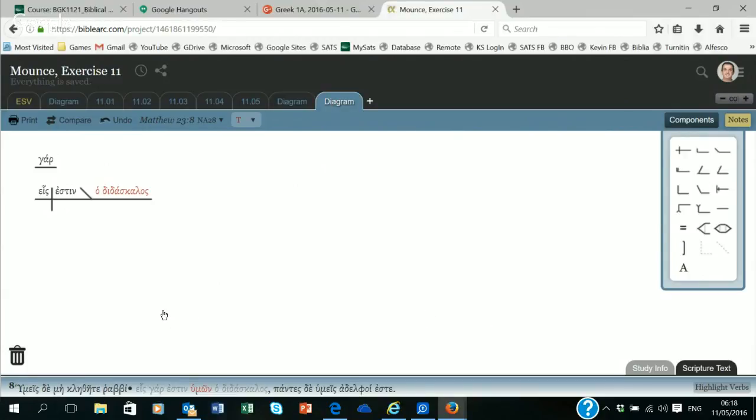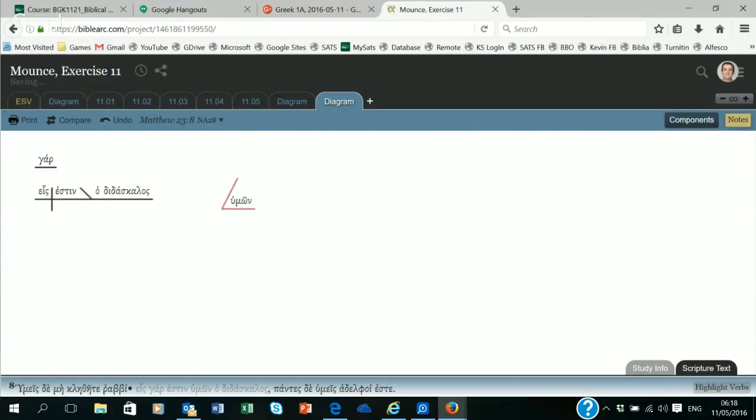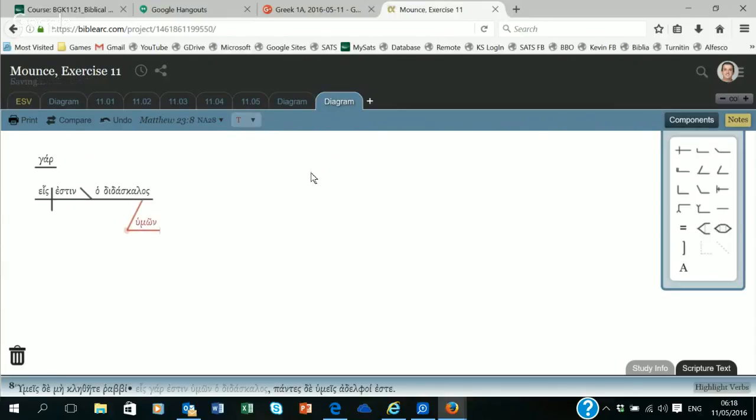Humon is a genitive modifying ho didaskalos. It doesn't have a noun, so we diagram it using this. And we show that it is a modifier of didaskalos by linking it to didaskalos. So that's our base sentence for the first part of our clause here. Heis estin ho didaskalos humon, one is your teacher.